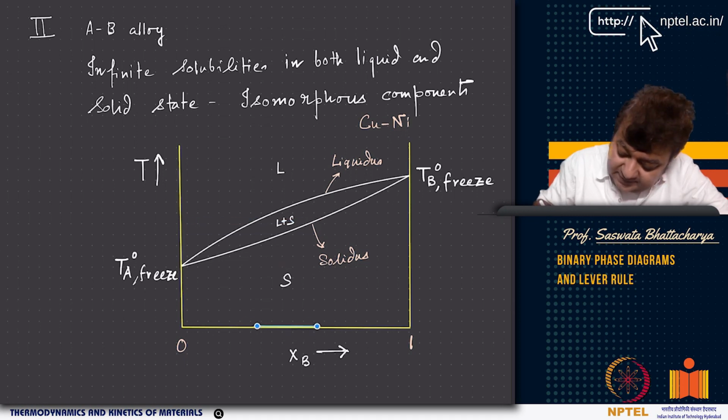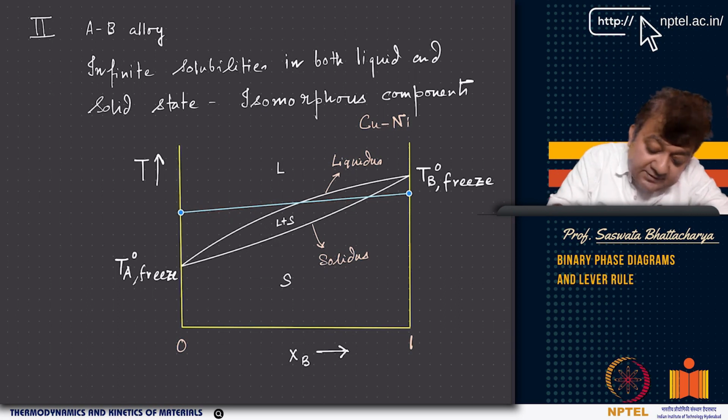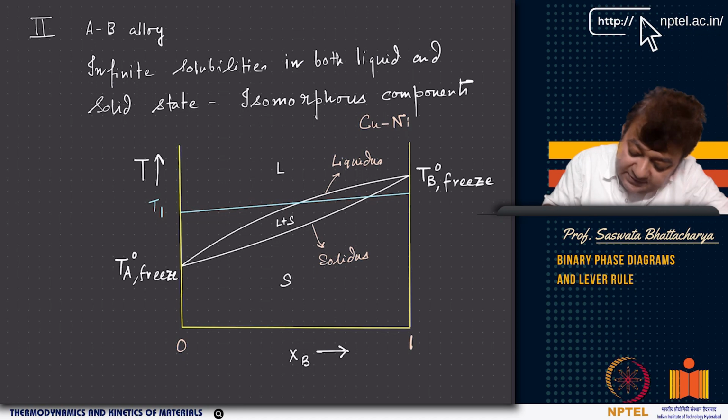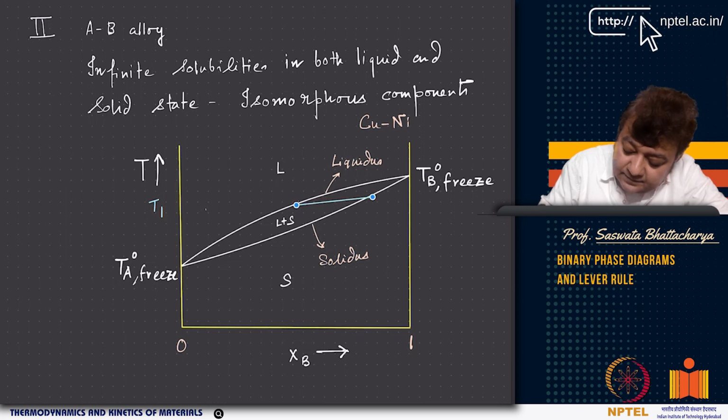Now, if you look at this, this is happening at some temperature. So I'll just mark the temperature. Let this be T1, and at this temperature T1, we have this tie line. Right, this tie line is there.